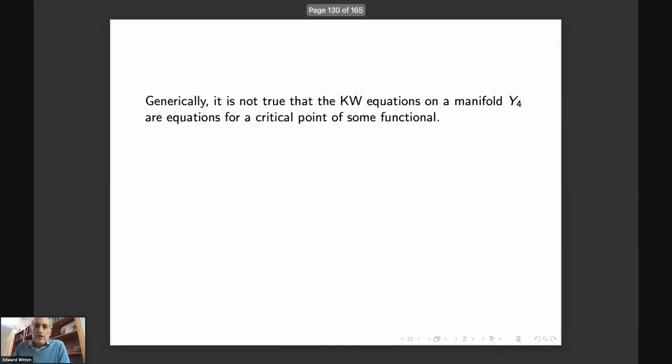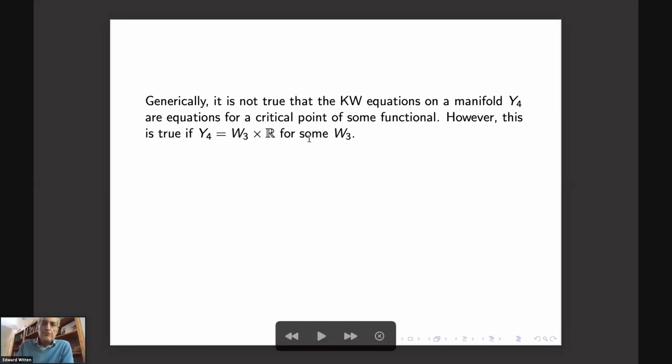Well, actually, it's generically not true that the KW equations are equations for a critical point. That's just as well, because we don't want to categorify an embedded 1 manifold and a 4 manifold. Since there's no knottedness, that wouldn't give us anything. However, the KW equations can be written as equations for a critical point if the 4 manifold is W3 times R for some W3.